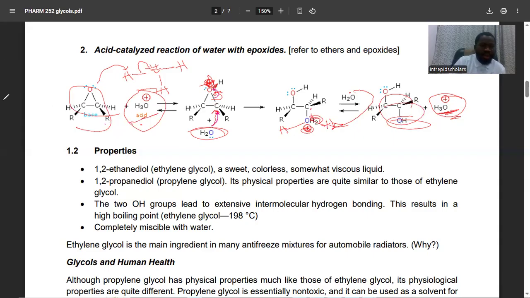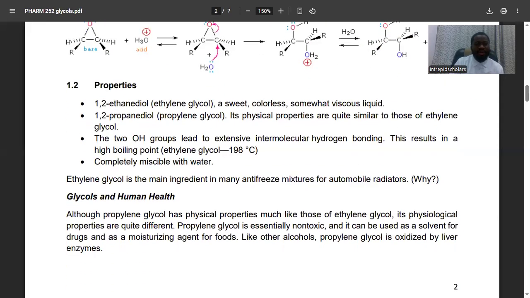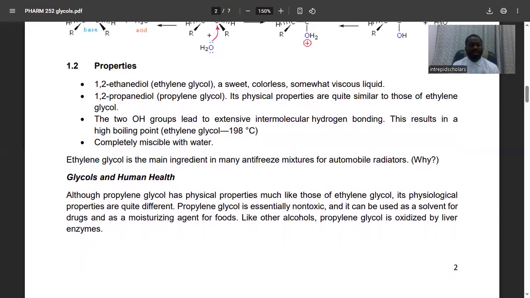Good. Now, the next thing, we are supposed to talk about properties of glycols. The first point is 1,2-ethane diol, that is ethylene glycol, a sweet, colorless, and somewhat viscous liquid.